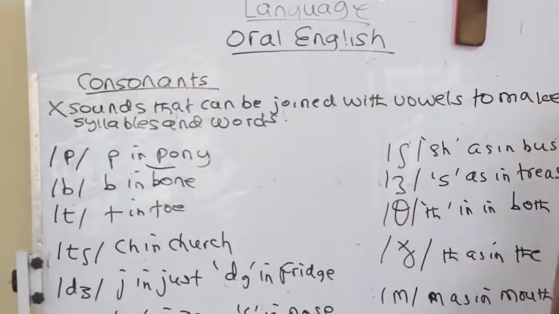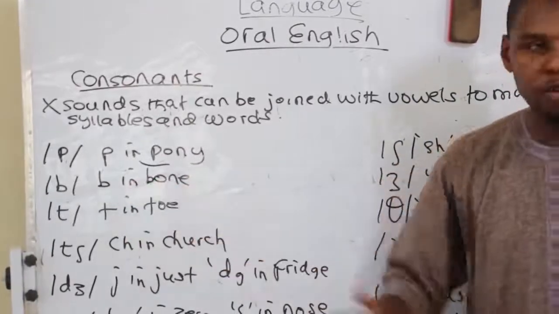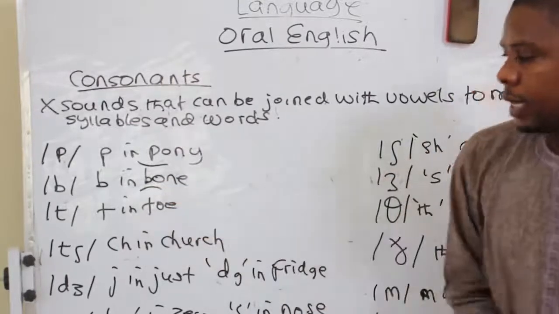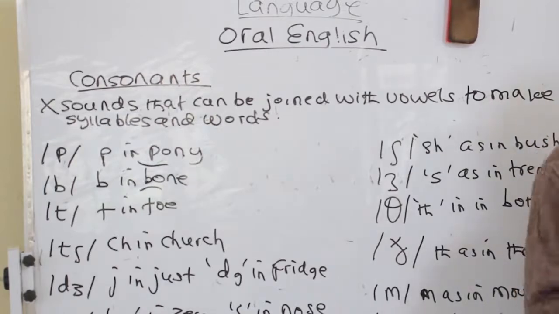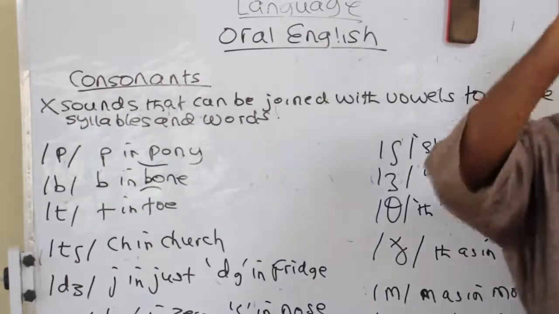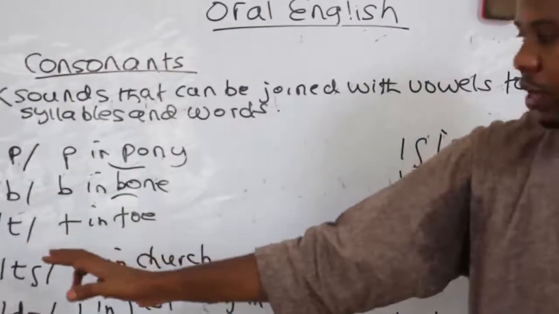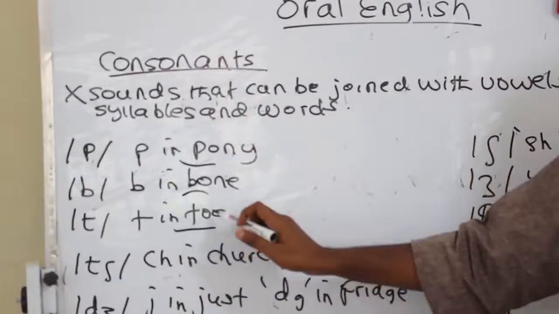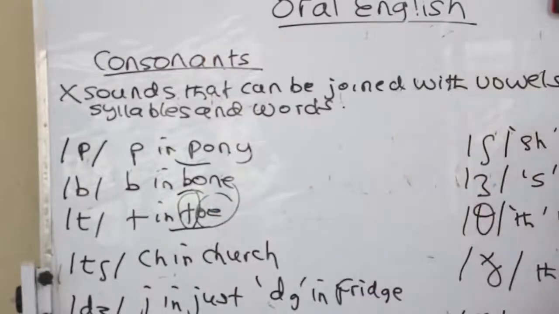Now, the second one, b, is also another bilabial sound, which can be found in words like bow at the beginning. Now, the third one is an alveolar sound. It is produced by lifting the tip of the tongue and attaching it to the mouth roof, and it can be found in words like toe. Now, this is a consonant sound, and this is a vowel sound. Now together we have a syllable and a word called toe.